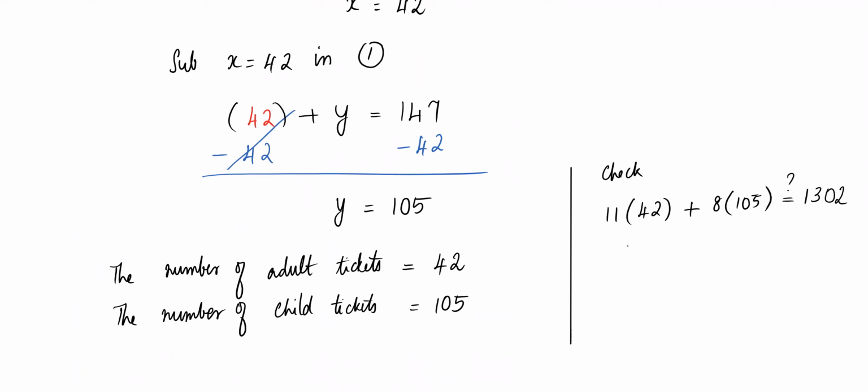Okay, we multiply them out. This comes out to be 462 plus 814. Yes, 1302 equals 1302. We got it right. So always check your answers, even in word problems. But remember to interpret your answers in the end.